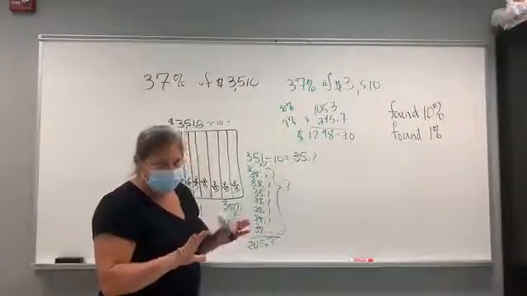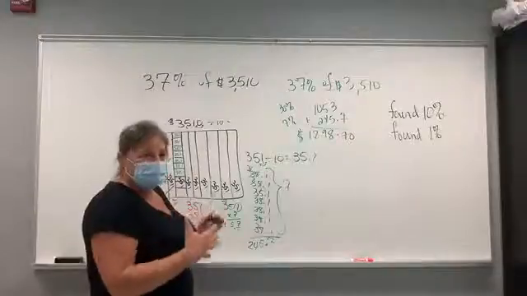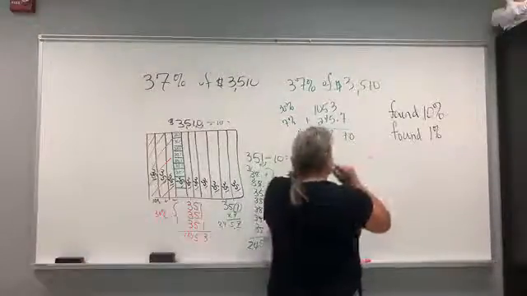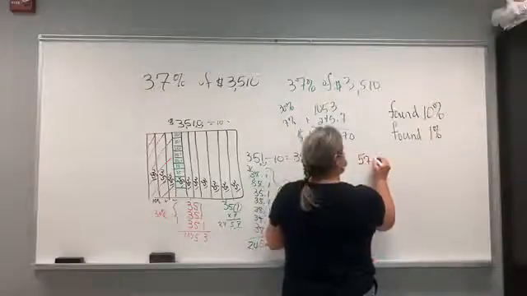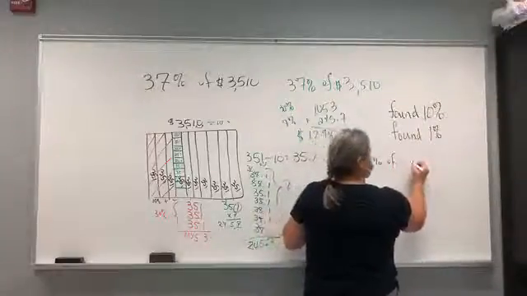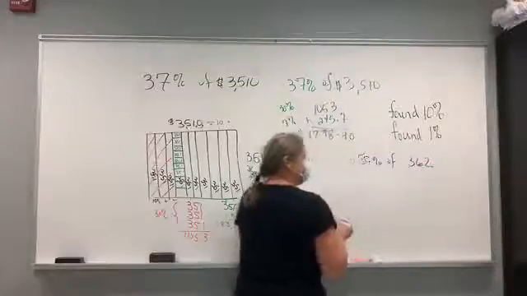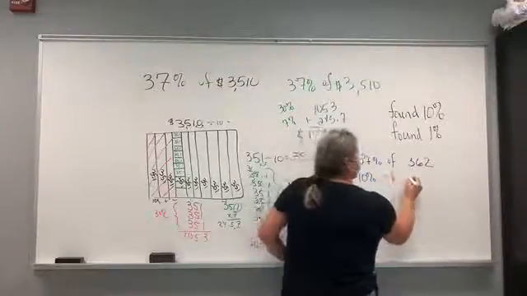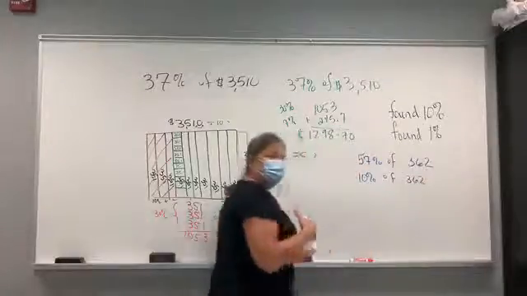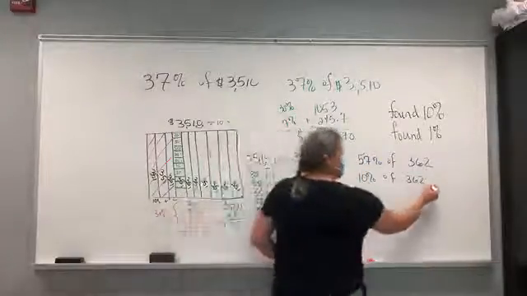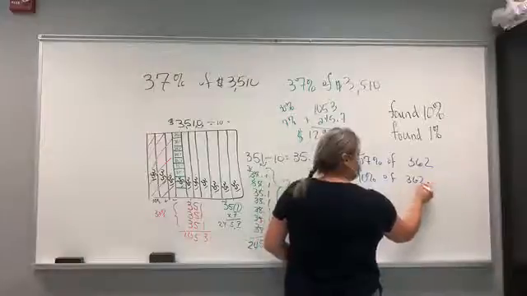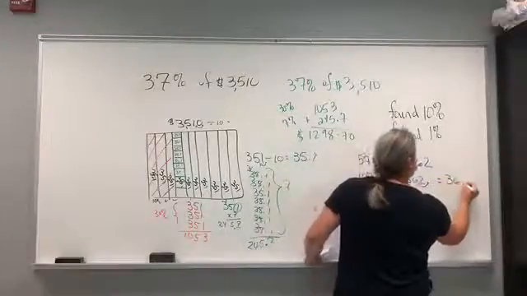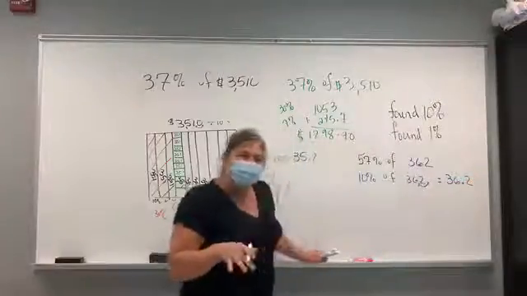I don't want you to stop drawing the picture now, though. Keep doing some picture ones, but I just want to show you that it'll work. So if we wanted to find out what 57% of 362 is, now we can figure out what 10% of 362 is. Remember, 10% of 362, you move that decimal over. So 10% is 36.2. Why do we care what 10% is?